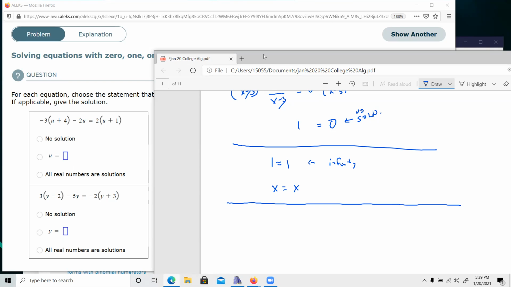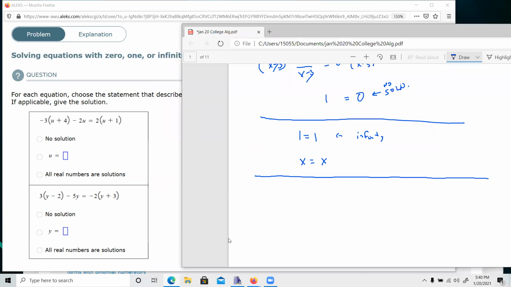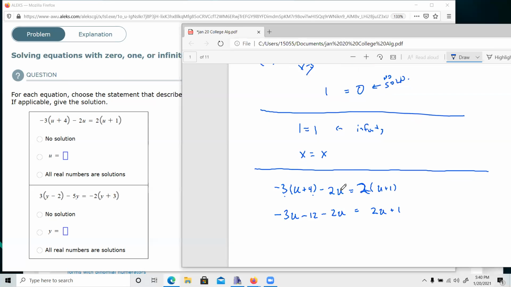Okay, so if I just go through this, let's just walk through doing a couple of these to see. Okay, so we have -3 times (u plus 4) minus 2u is equal to 2 times (u plus 1). All right, so the first thing we're going to do is unravel this. We got to distribute this. So we have -3u minus 12 minus 2u, and that is equal to 2u plus 1.